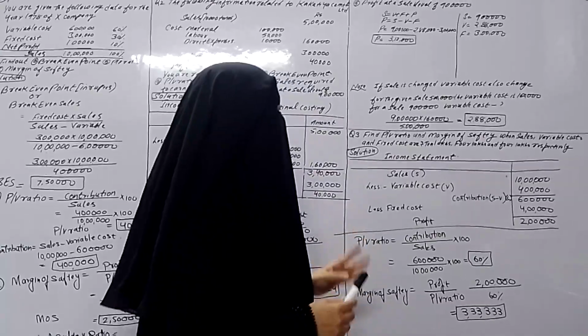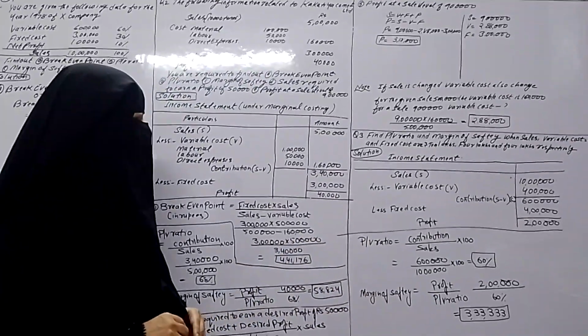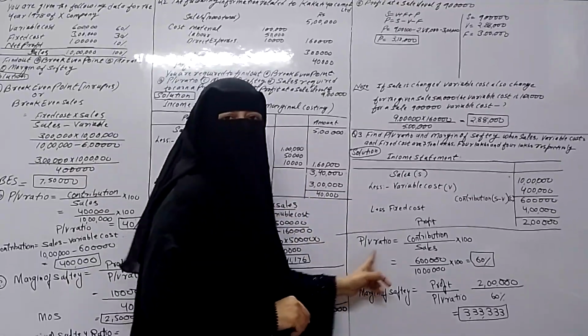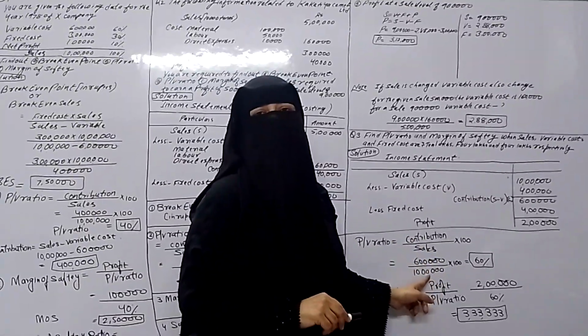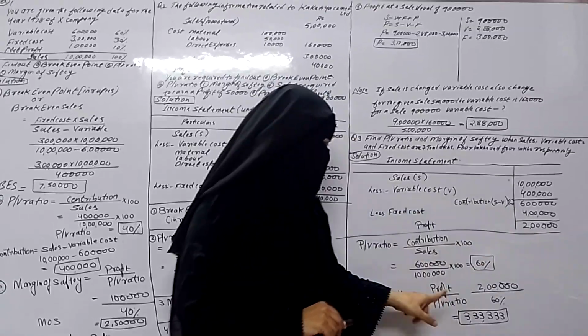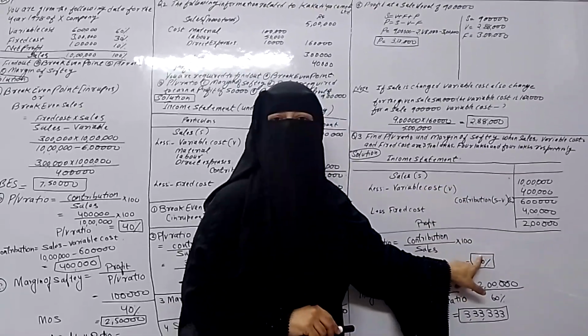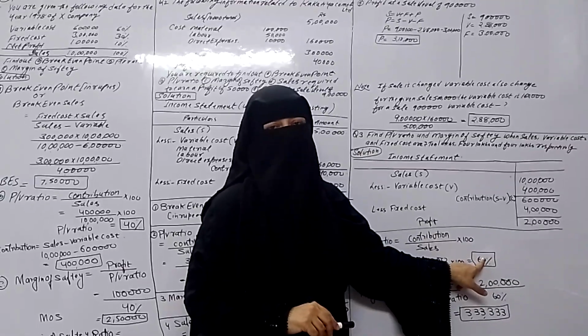Now he is asking you to find out the PV ratio and margin of safety. For PV ratio, the formula is contribution by sales into 100. Now contribution is 6 lakh, sales is 10 lakh, into 100. 60% is our PV ratio.